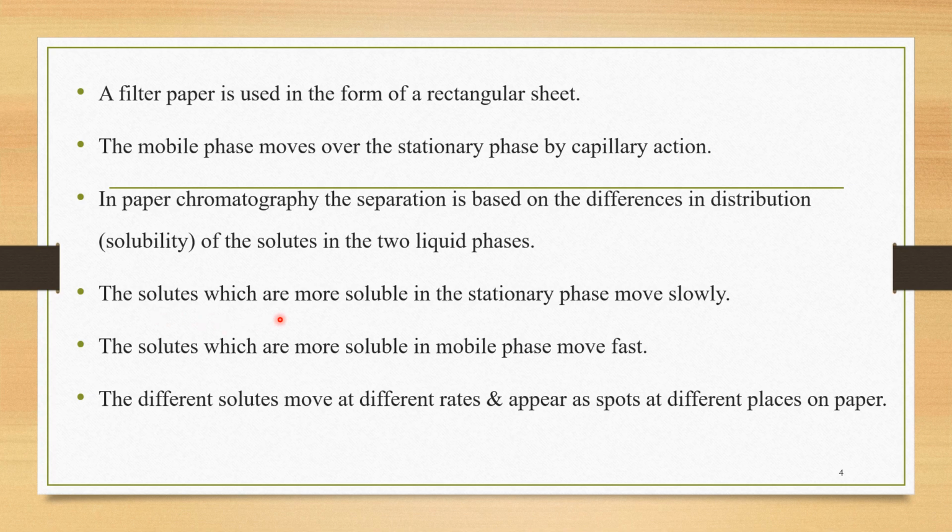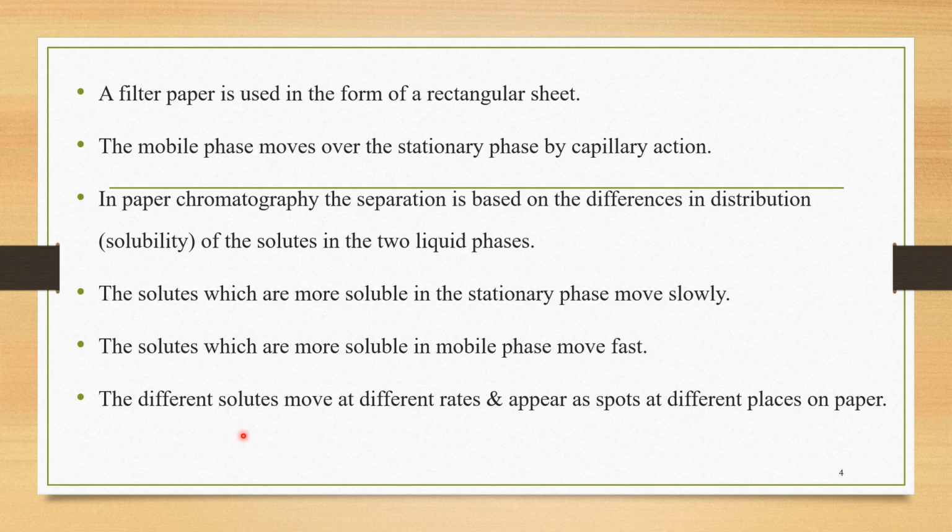The solutes which are more soluble in the stationary phase move slowly, while the solutes which are more soluble in the mobile phase move fast. So this is the difference between the solubility of the solutes, whether they are soluble in the stationary phase or in the mobile phase. The different solutes move at different rates and appear as spots at different places on the paper.